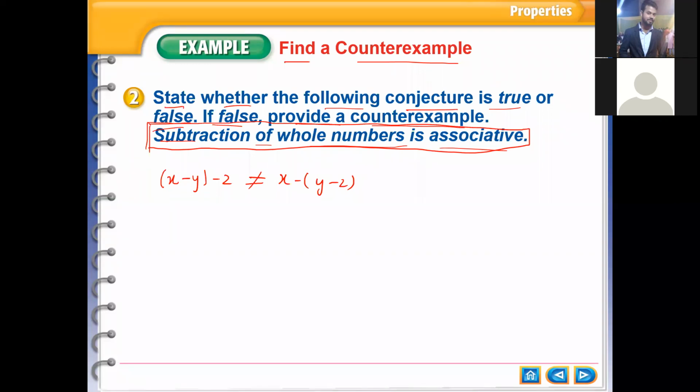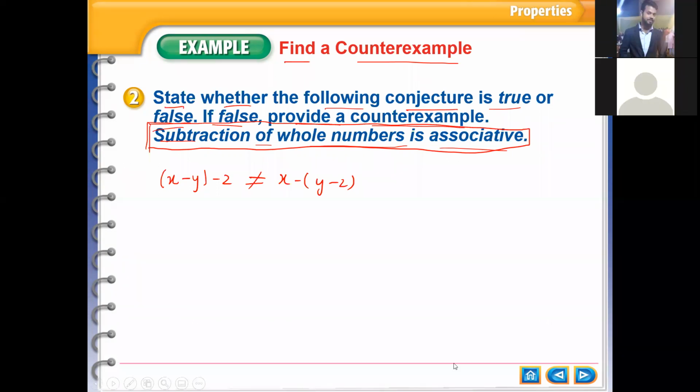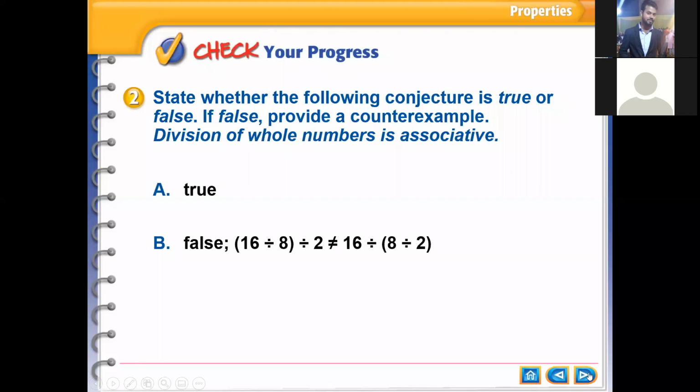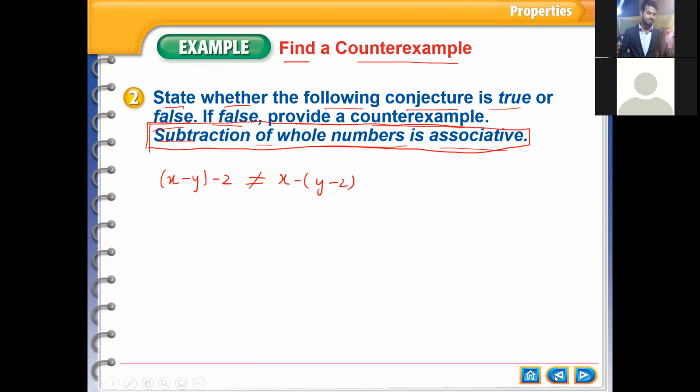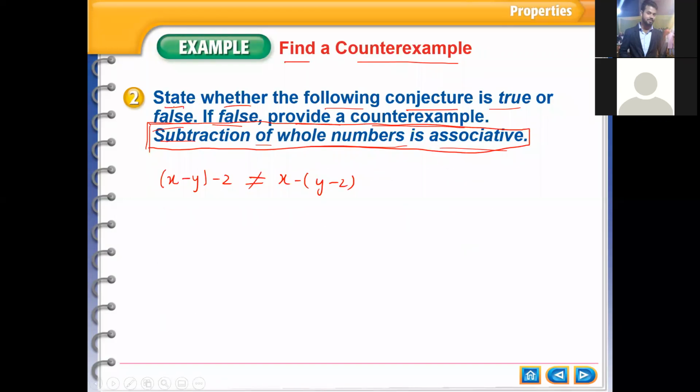So what do you think? Is this statement true or false? So let us see. The answer is subtraction for whole number is not associative. Okay. I hope it is clear.